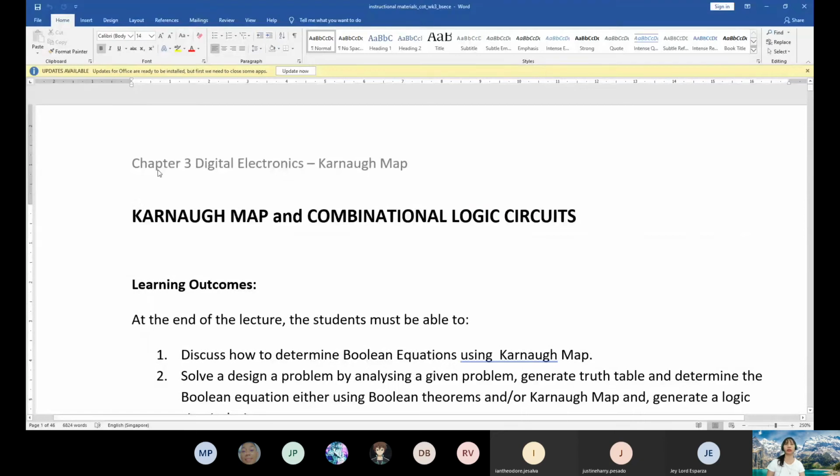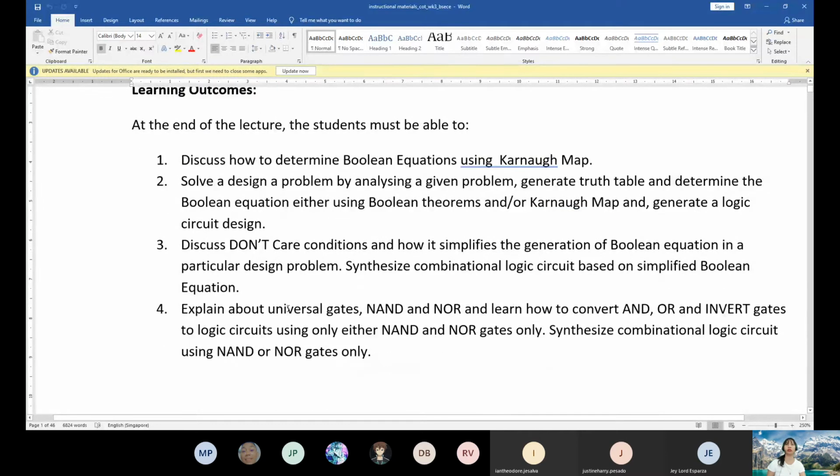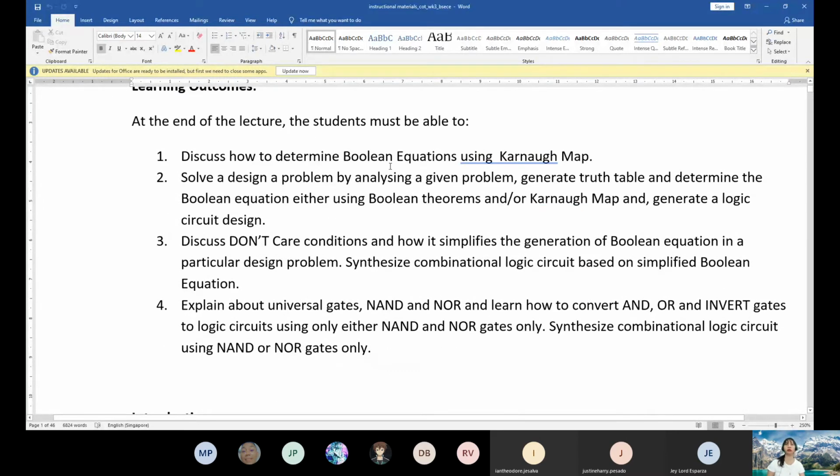So we are now in our final chapter, chapter 3, Karnaugh Map and Conventional Logic Circuits. Okay. So learning outcomes: how to determine Boolean equations using Karnaugh Map. So there is another way on how to determine the Boolean equation. Aside from Boolean algebra, we also have Karnaugh Map. Then solve the same problem by analyzing a given problem.